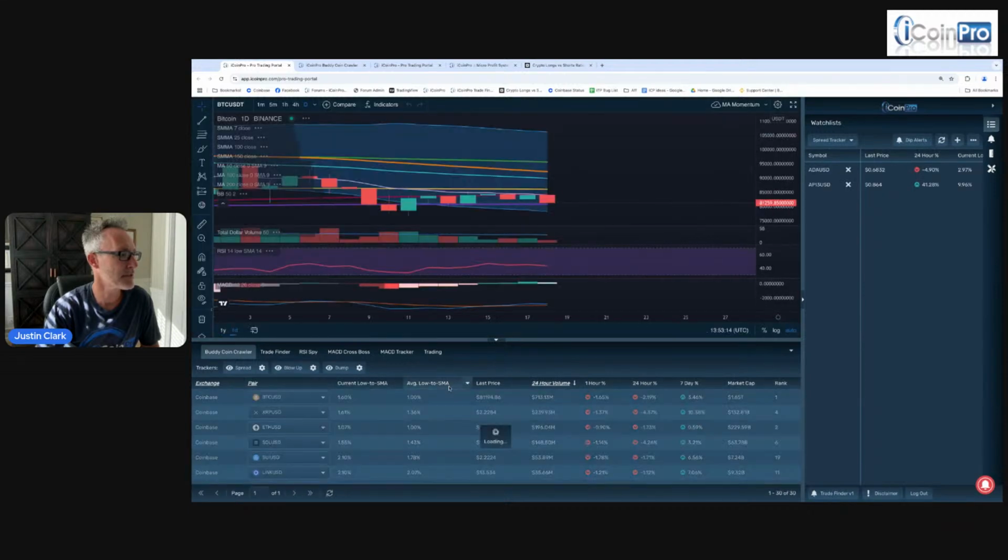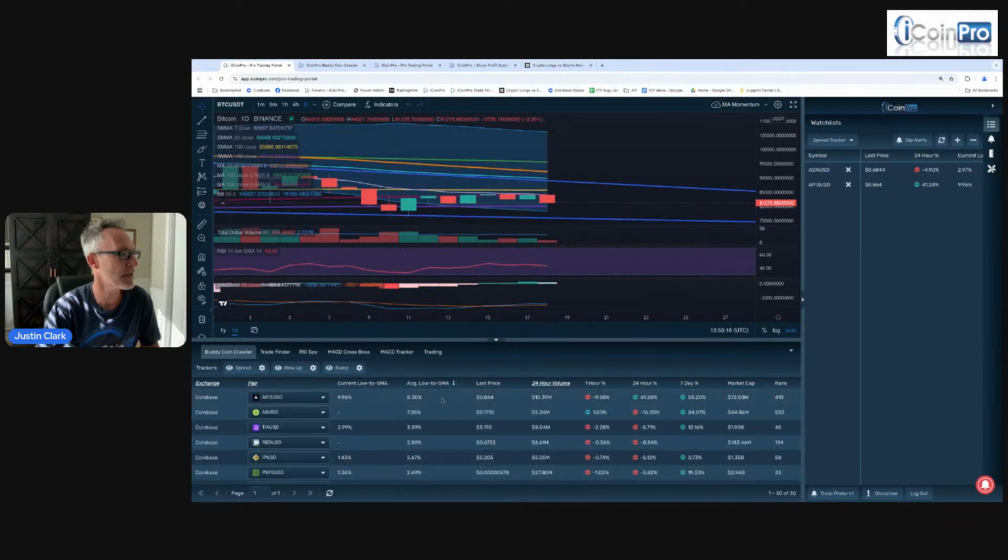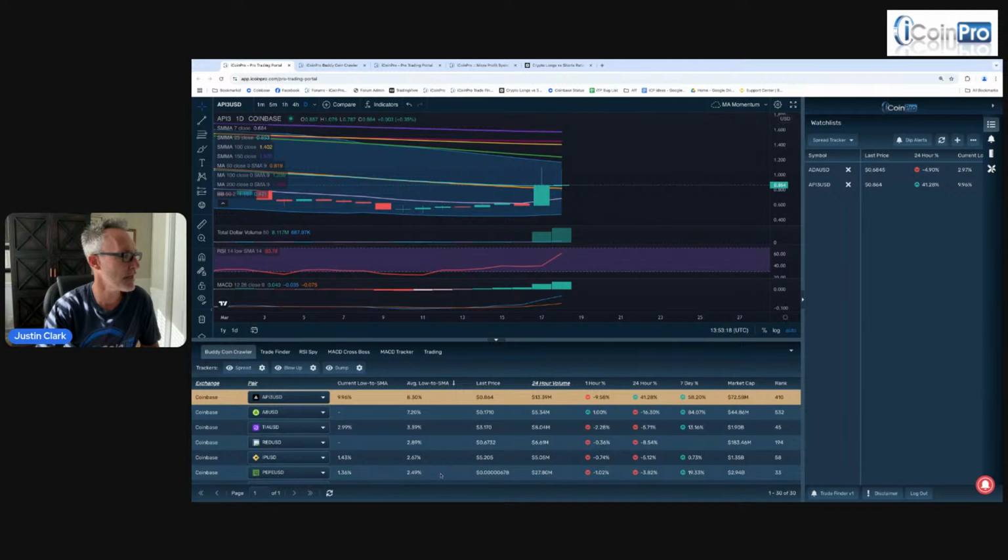And the last thing I'm just going to cover is what's hot and what's not to trade. Looks like API 3 has woken up, and that's about it. I'm going to let the software do its job and find us anything else that's hot or awesome to trade.